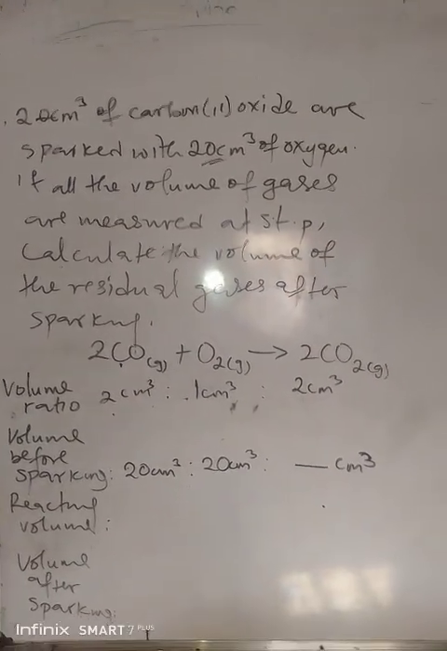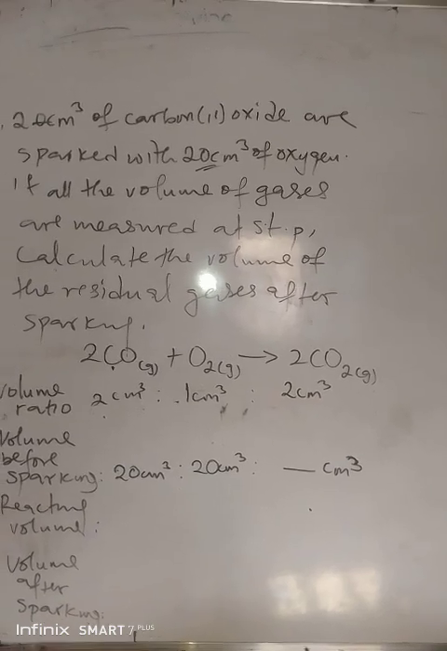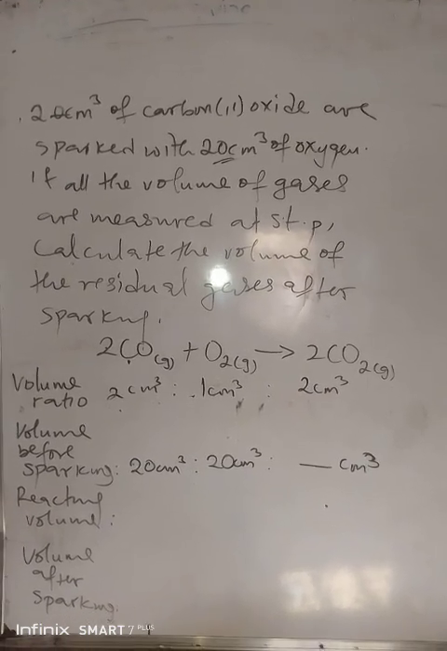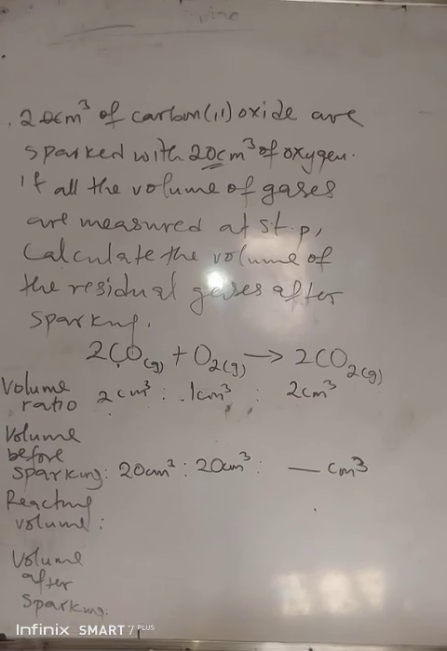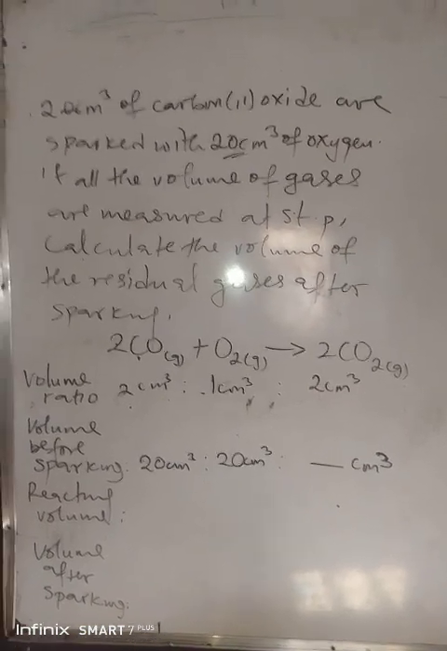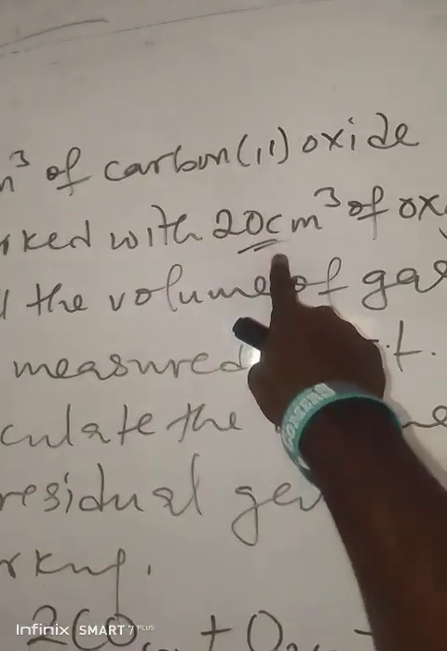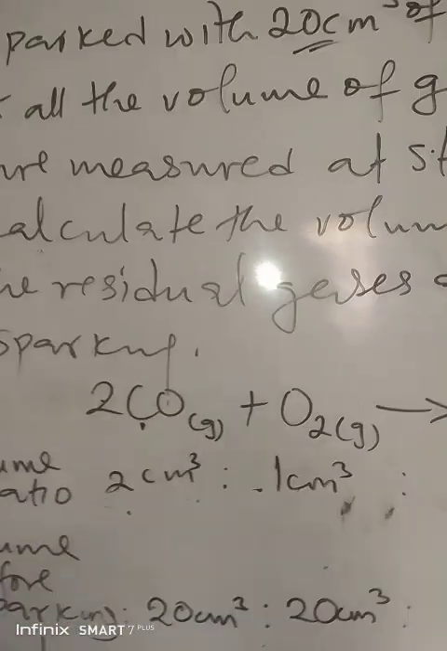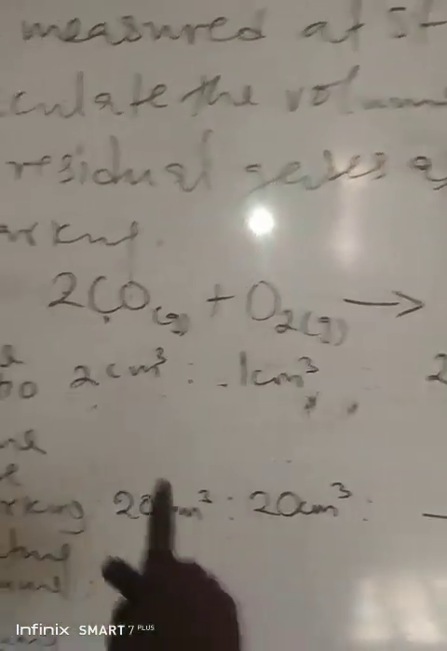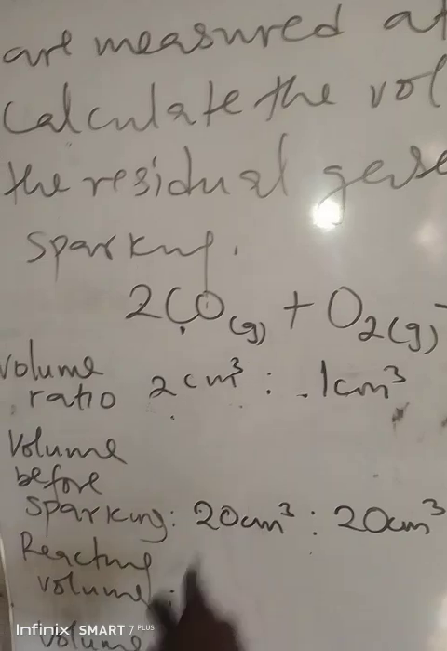What are the two gases reacting here? CO and O2, carbon(II) oxide and oxygen. But the law says when they react, they do so in volume. It does not matter the amount that they give us, whether it is 20 cm³ of CO and 20 cm³ of oxygen. The ratio must be in line with the equation. That is what the law is saying. It must be 2:1. Can you say 20:20 is 2:1? No. 20 to 20 is 1:1. It's not.